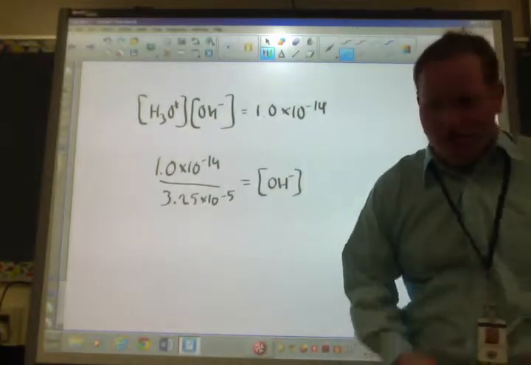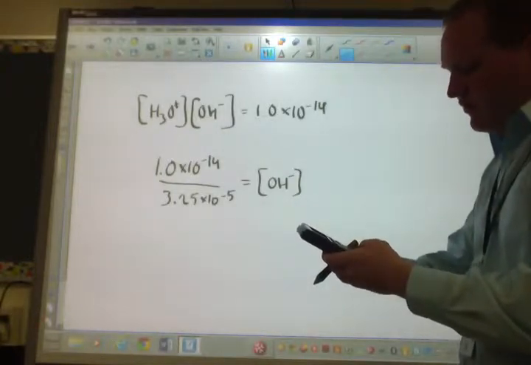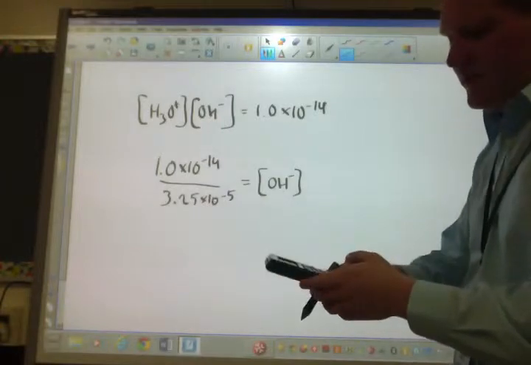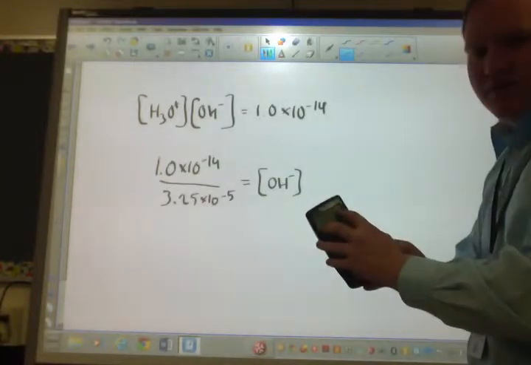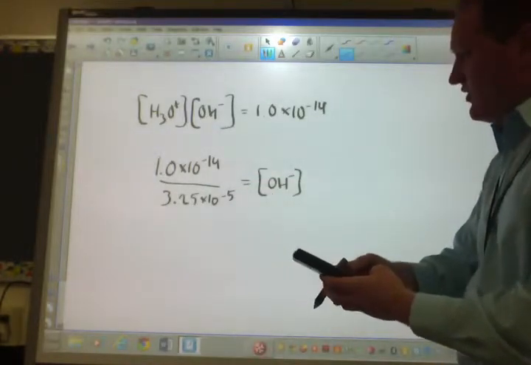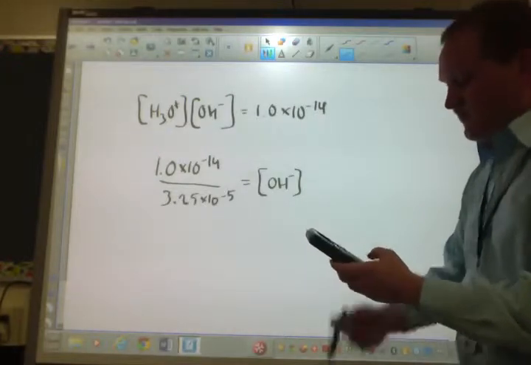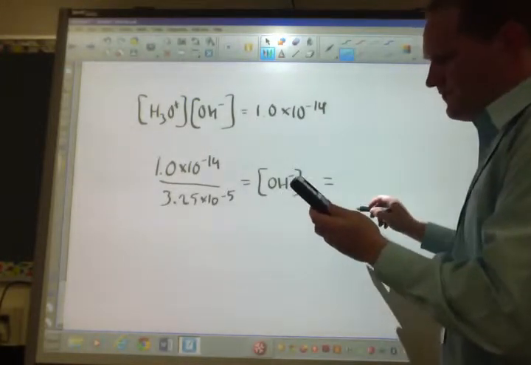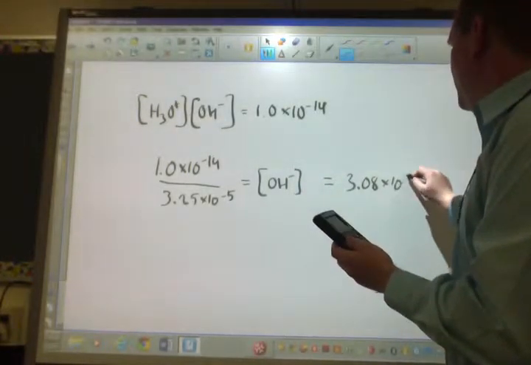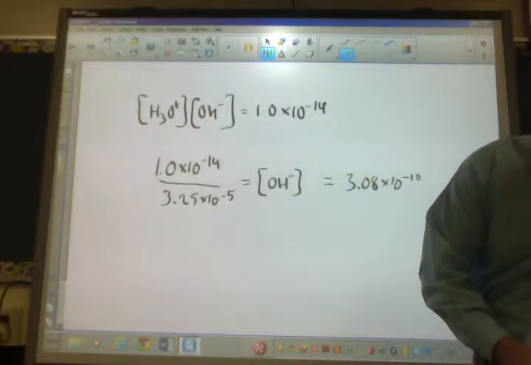But this is all about carefully plugging it into the calculator. I'm going to enter 1. I like to use the E, I think it works very well. I can say 1E negative 14 equals. So that value is now stored. Then I'm going to say divided by, I'm going to put this in parentheses, 3.25 E negative 5, close parentheses, gives me 3.08 times 10 to the negative 10th, and that is my hydroxide concentration.